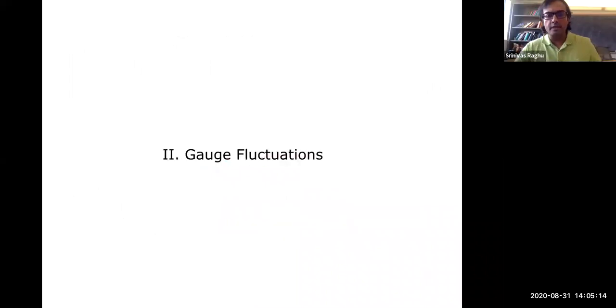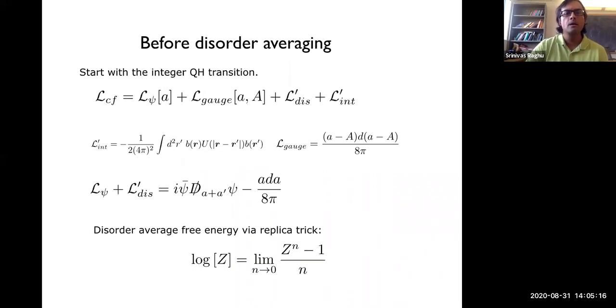So now let's look at fluctuation effects. Before disorder averaging, we had this Lagrangian. We had matter, the gauge fields, and disorder and interactions. What I want to do now is look at disorder averaged quantities by averaging the free energy, the log of the partition function, with respect to the disorder probability distribution. And that's done by this replica trick over here, where we take n copies and take the limit as n goes to 0.